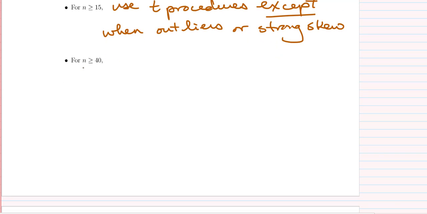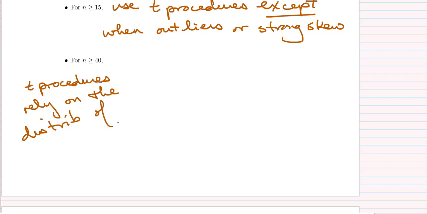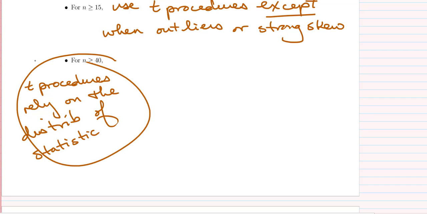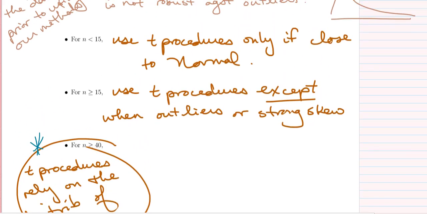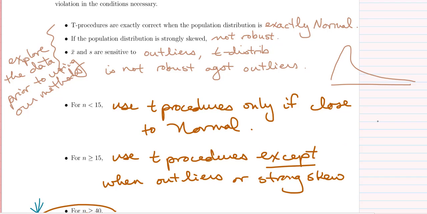When our sample size is greater than or equal to 40, our T procedures can be used even for skewed distributions. Skewed distributions aren't too bad because remember that our T procedures rely on the distribution of our statistic. That's important because if we take a large enough n, that distribution will approach normal, as we talked about earlier. But here, what we're talking about is the distribution of our variable.